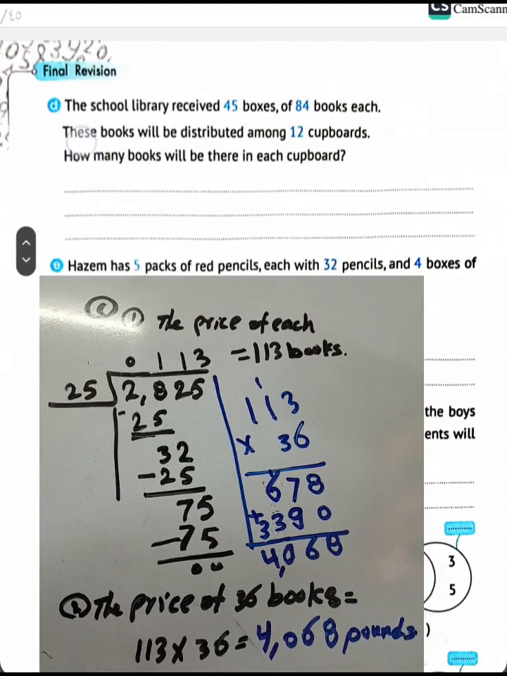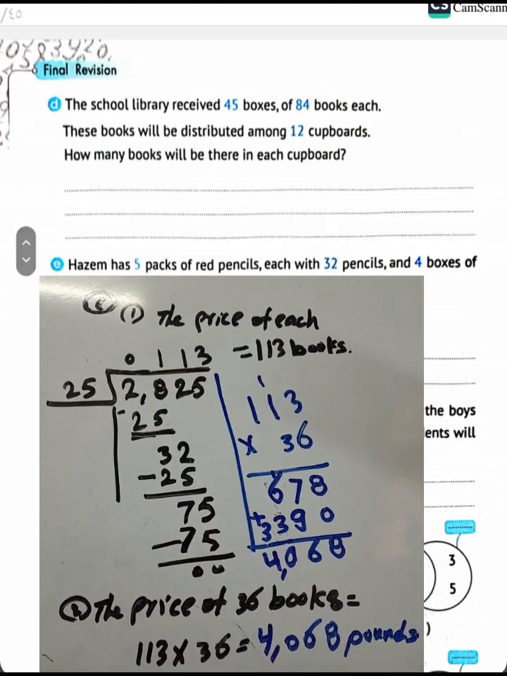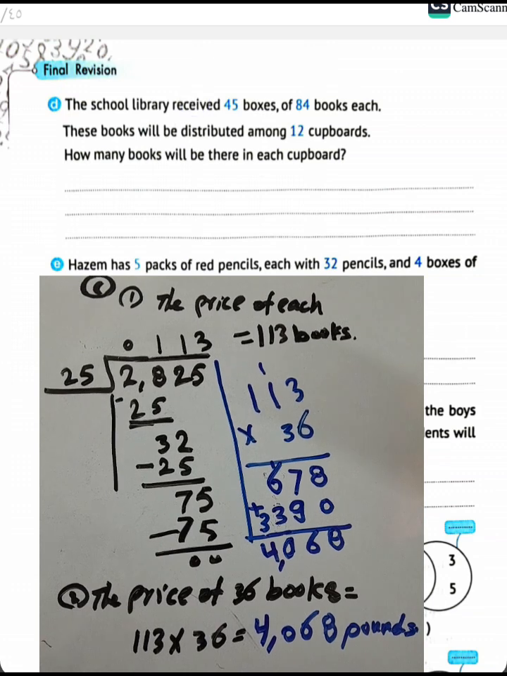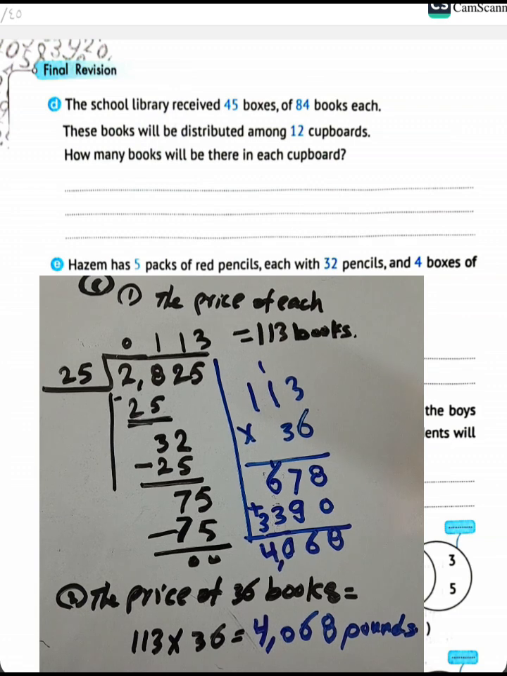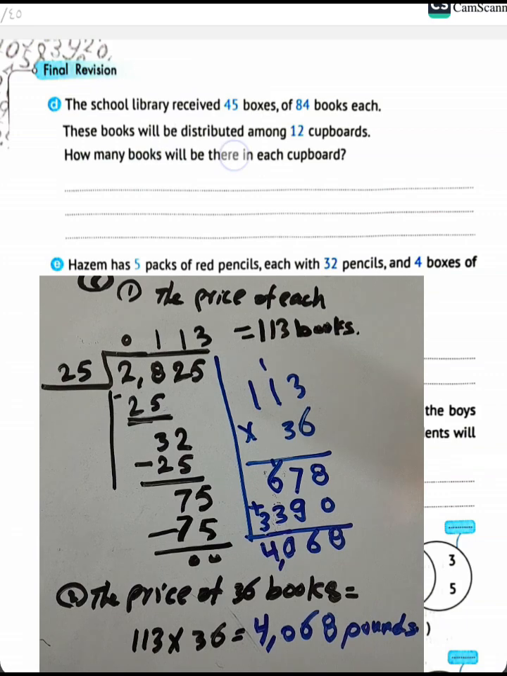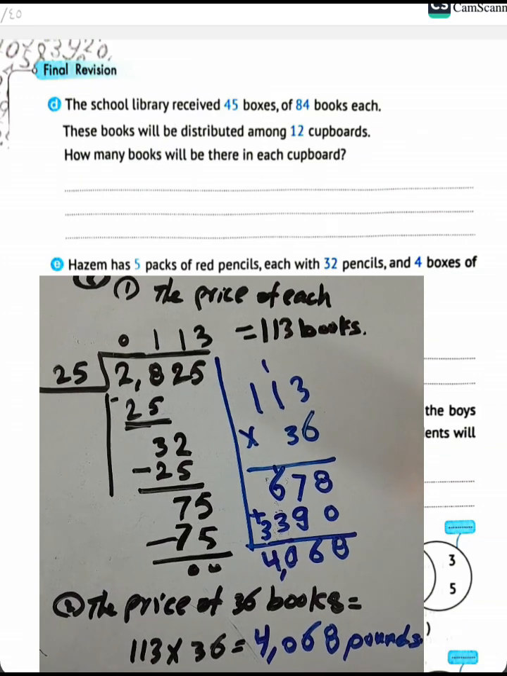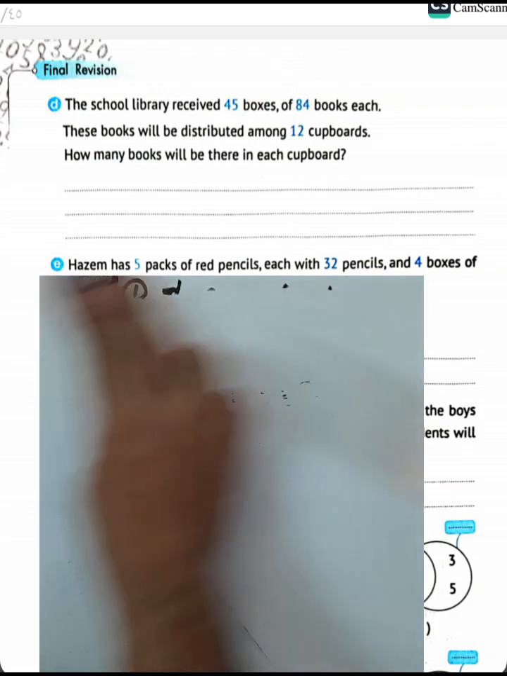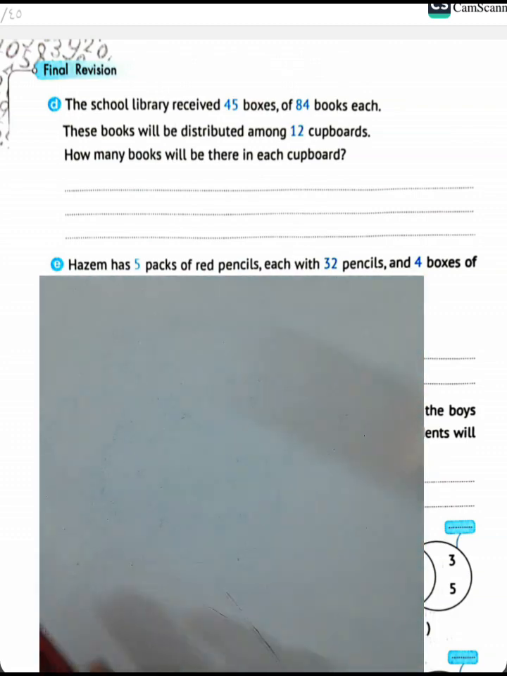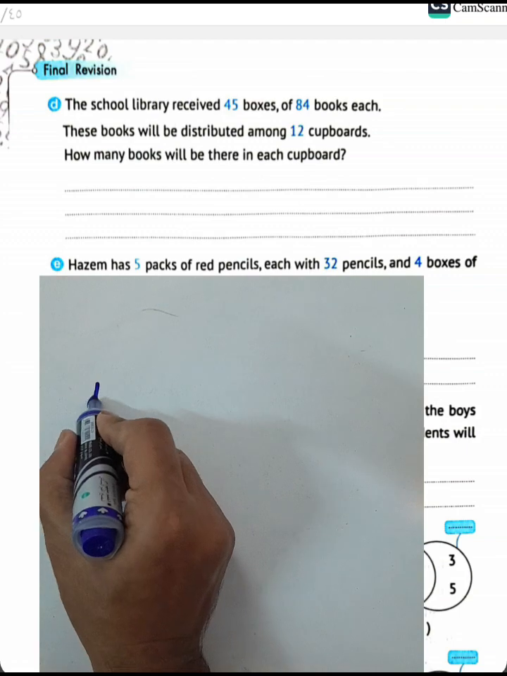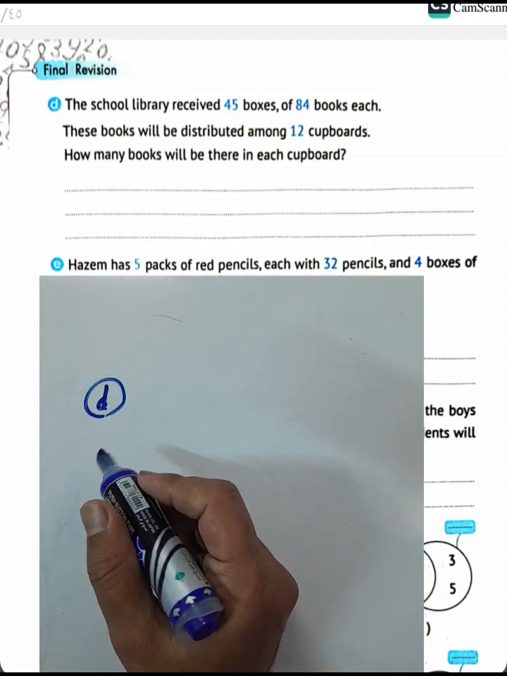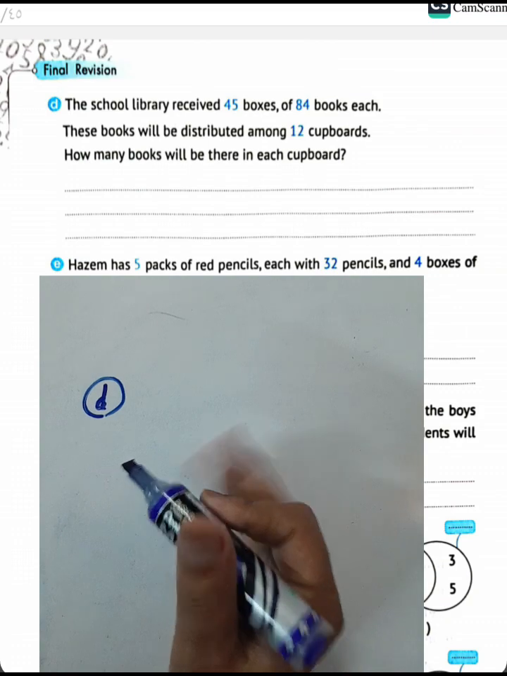Question letter D. A school library received 45 boxes of 84 books. Each of these books will be distributed among 12 cupboards. How many books will be in each cupboard? We can find it by using long division. This school library received 45 boxes of 84 books.